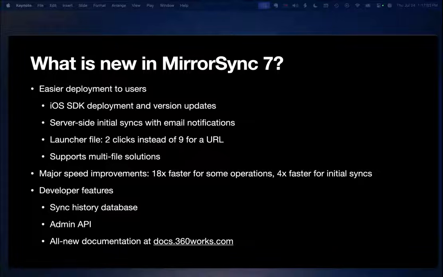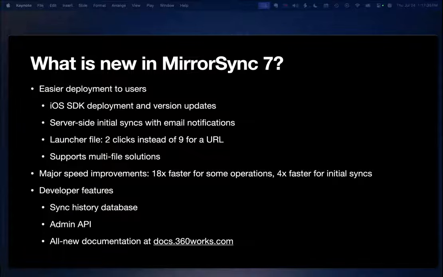So with the advent of a launcher file that I'm going to demo for you in just a minute, you can now have a classic separation model or any sort of multi-file solution, because all you're going to be distributing to your user in MirrorSync 7 is this little launcher file. And the launcher file has the URL in it, and it is scripted to go and get all the files that it needs and download each one individually onto an iOS device. So that's now supported.